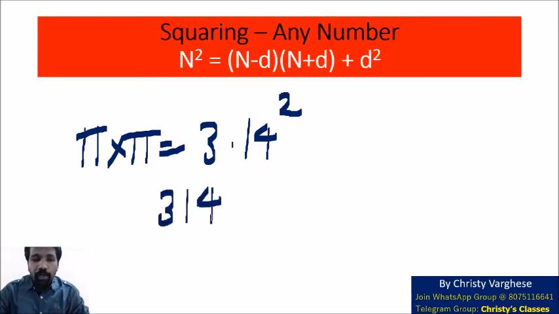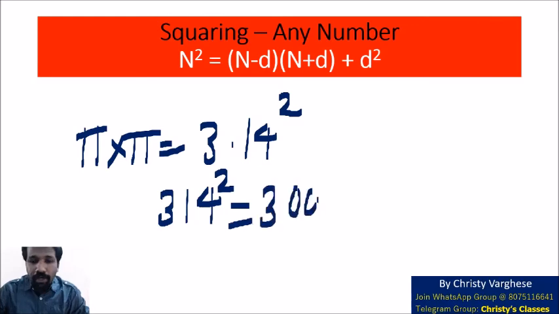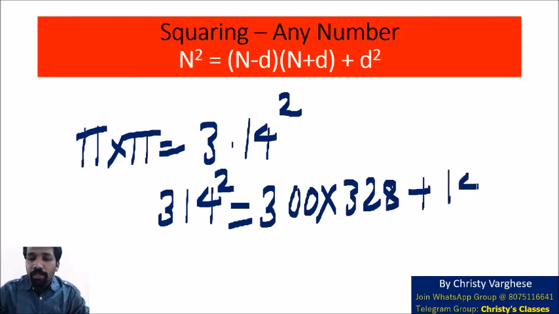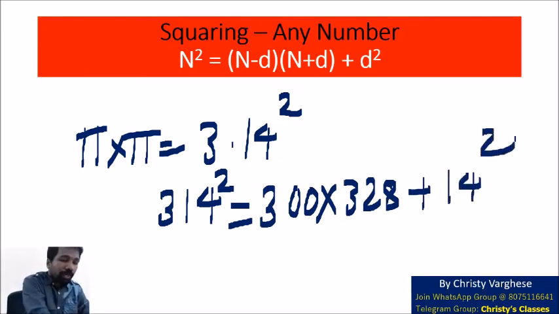314 square, how to do it? By this idea, it is 300 into 328 plus 14 square, because you subtract a 14 and then add a 14. Now you may be asking, why can't you subtract a 4 instead of 14? Because 310 is more closer, then that multiplication will be much tougher. That is why I didn't do that.